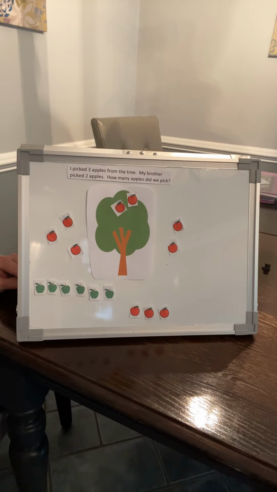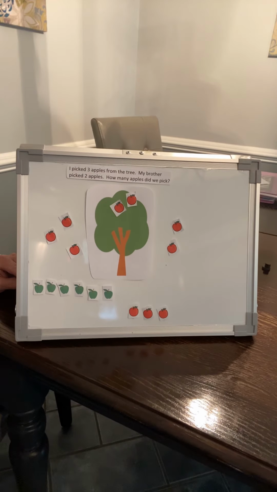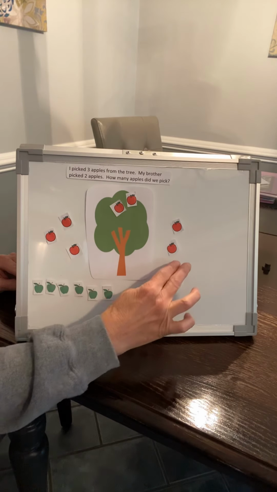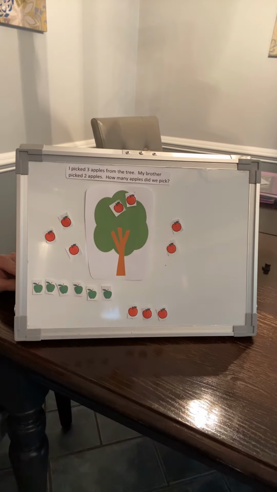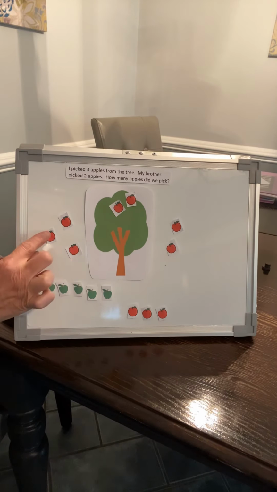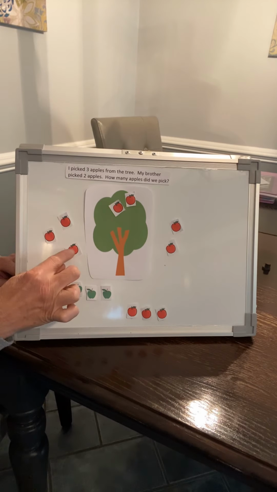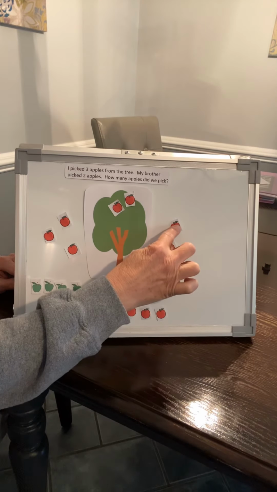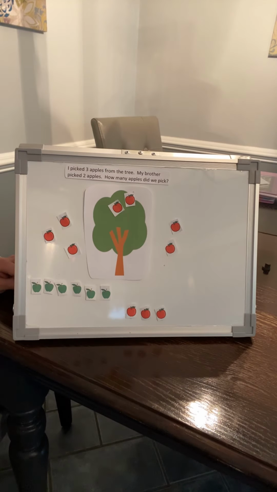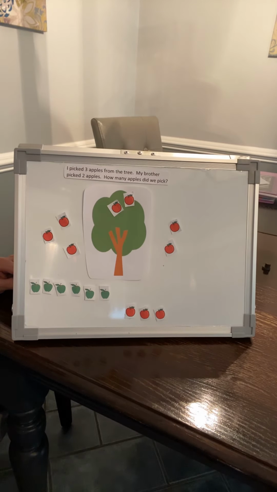How many apples did we pick? So I picked 3 and my brother picked 2. Let's count and see how many we picked together. 1, 2, 3, 4, 5. So my brother and I picked 5 apples. 3 apples and 2 apples make 5 apples. We picked 5 apples from the tree.